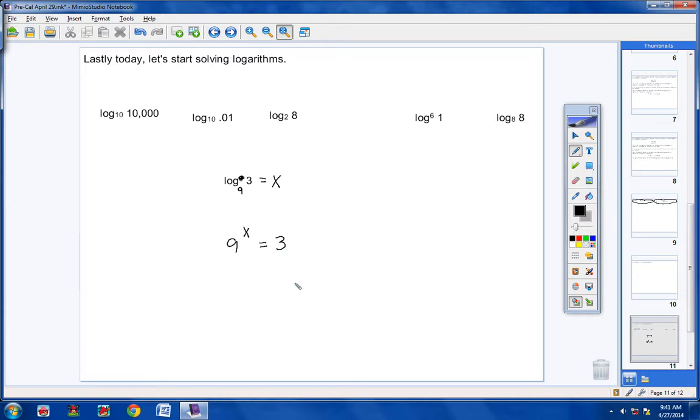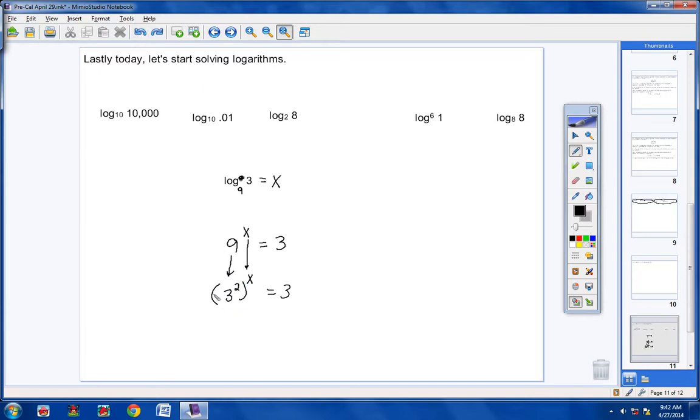Ooh, this is not going to be pretty. How can I make a 3 become a 9? Well, maybe I shouldn't do that. Maybe I should make the 9 become a 3. For the 9, how about if I put 3 squared, and I've still got my x here on the outside? That's okay, isn't it? I just made a substitution. For 9, I put 3 squared, and that's totally legal.